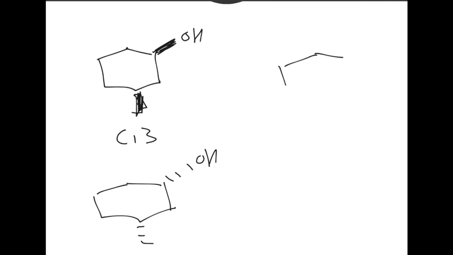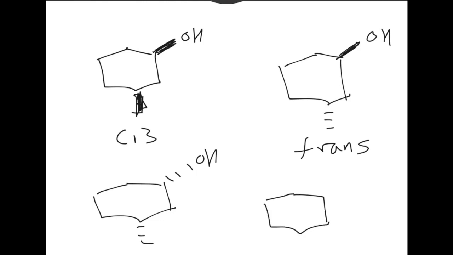Where with trans, you know they're on opposite sides, but you don't know which one's the wedge and which one's the dash. All you know is they are across from each other. So that's relative configuration: I know that these are on the same side or on opposite sides, but I don't know if they're up or down.